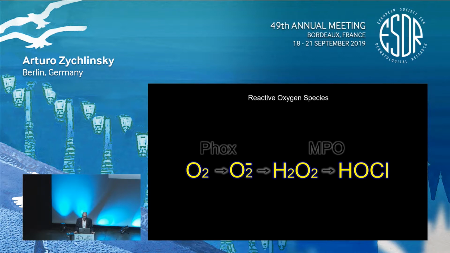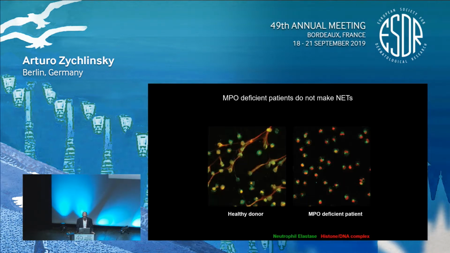And we went on a wild goose chase to identify true MPO patients, and it turns out they cannot make NETs. This is one of the examples. We found one in Iowa, one in Belgium, and one in Berlin, luckily. And this is the NETs of a healthy donor. By now, I hope you can recognize them.